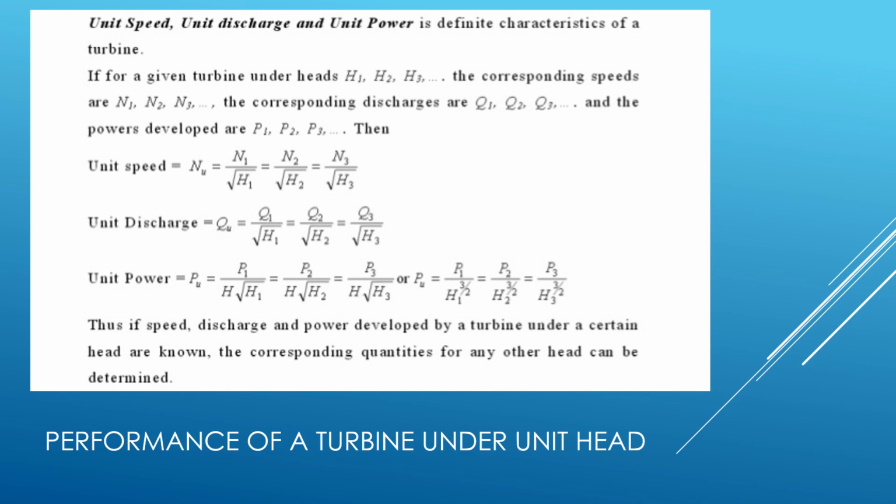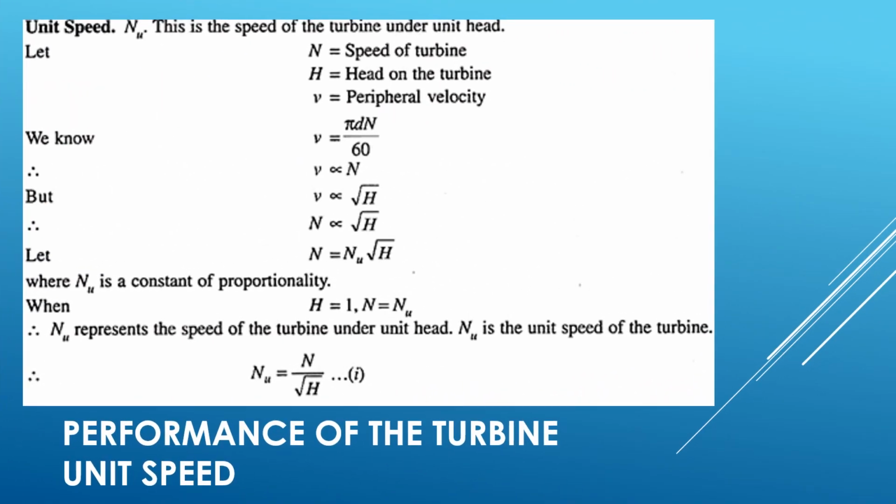So let us find a derivation for this. The unit speed is found out by the expression V equal to pi DN by 60. So here V is proportional to N. Also we know V is equal to under root 2gH. So we can say V is proportional to root H. So N becomes proportional to root H.